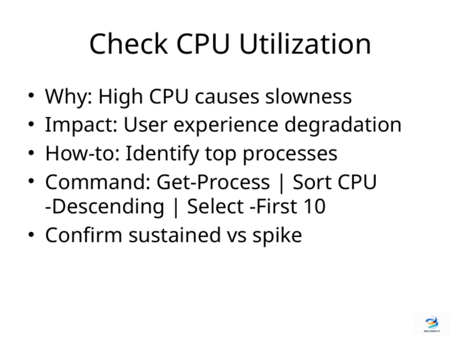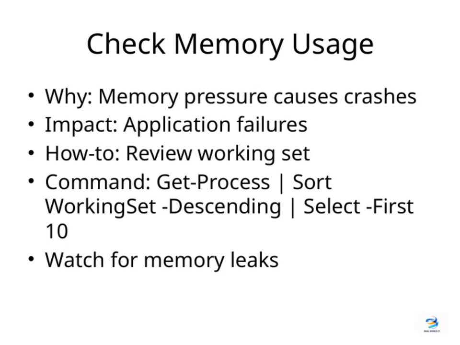Once we have that information, we need to confirm whether the high CPU usage is a sustained issue or just a spike. Is it a consistent problem or a temporary blip? Checking the CPU utilization over time helps us make that distinction. By monitoring and analyzing CPU utilization regularly, we can better understand the patterns and take appropriate action. This approach ensures we're addressing the root cause rather than just the symptoms, ultimately maintaining a smoother and more responsive system for everyone.